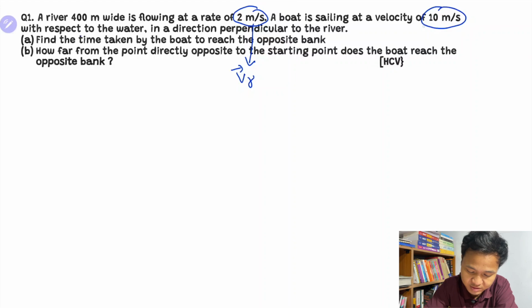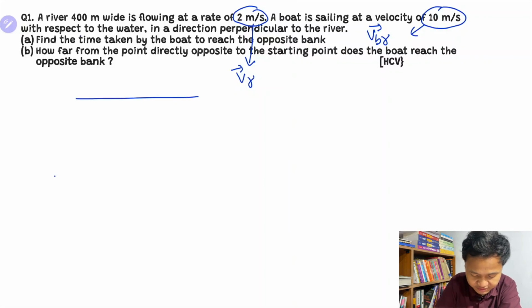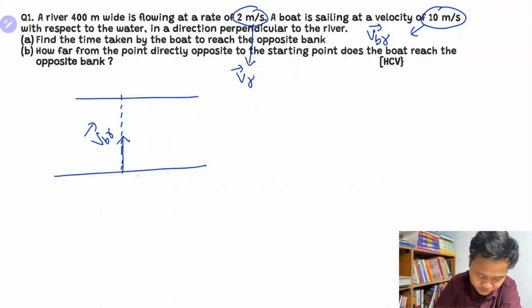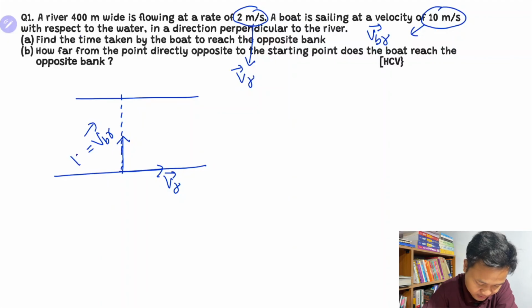So this is the velocity of the boat with respect to the water, in a direction perpendicular to the river. So let's see, you have a river, and a boat is sailing in a direction perpendicular to the river, like this. So this is VBR, and this is VR. VBR is 10 and VR is 2. The question: find the time taken by the boat to reach the opposite bank.